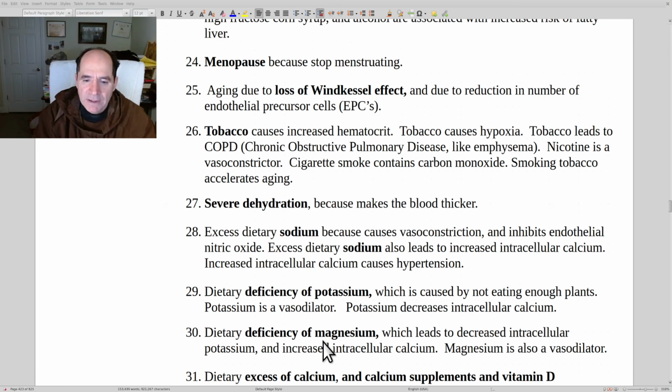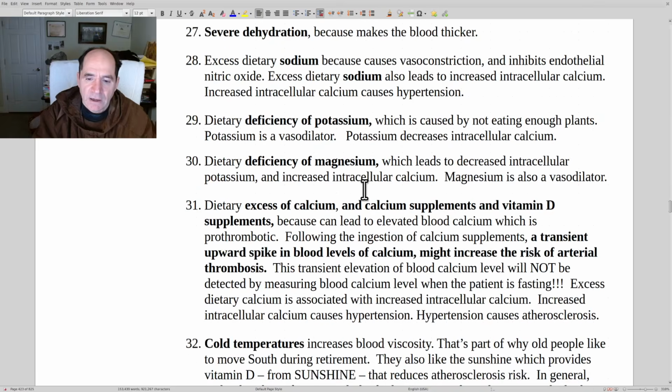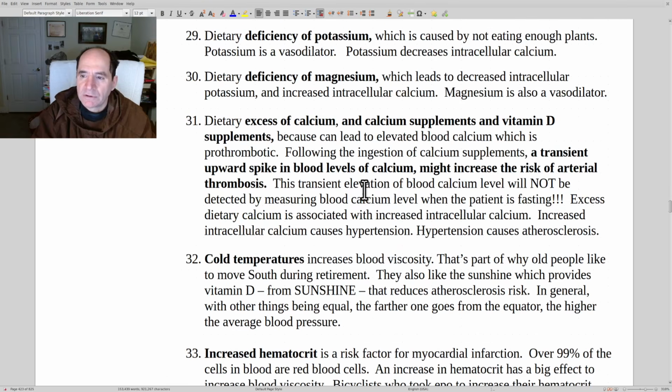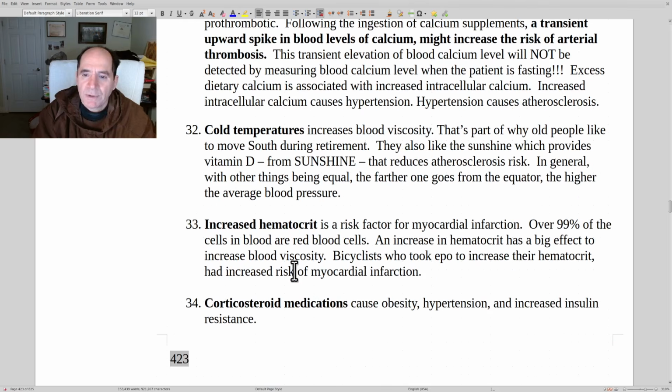Dietary deficiency of potassium and magnesium comes from not eating plants. Dietary excess of calcium: calcium is prothrombotic, and they think that's why taking large amounts of calcium supplements causes increased all-cause mortality, because it causes a transient spike in blood calcium levels. Calcium is a blood clotting factor, and it's thought to predispose to arterial thrombosis. Not good. Cold temperatures make you a little bit more prothrombotic.